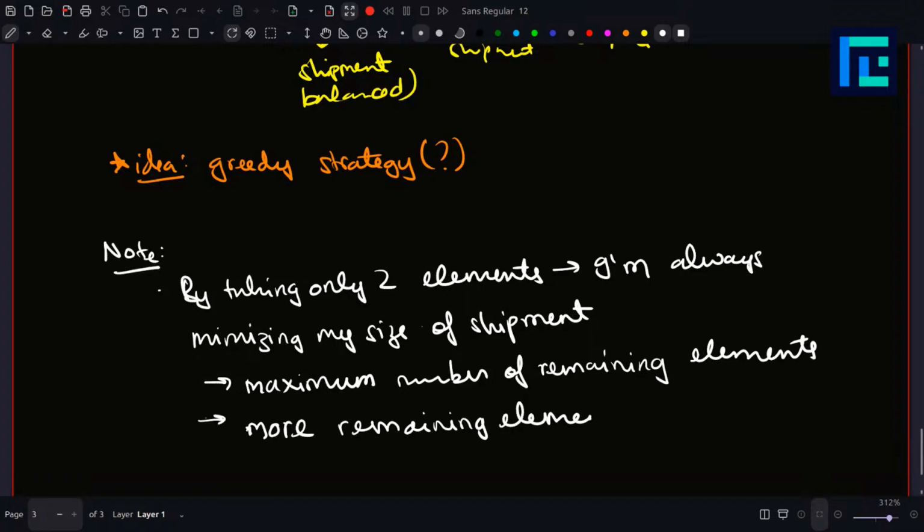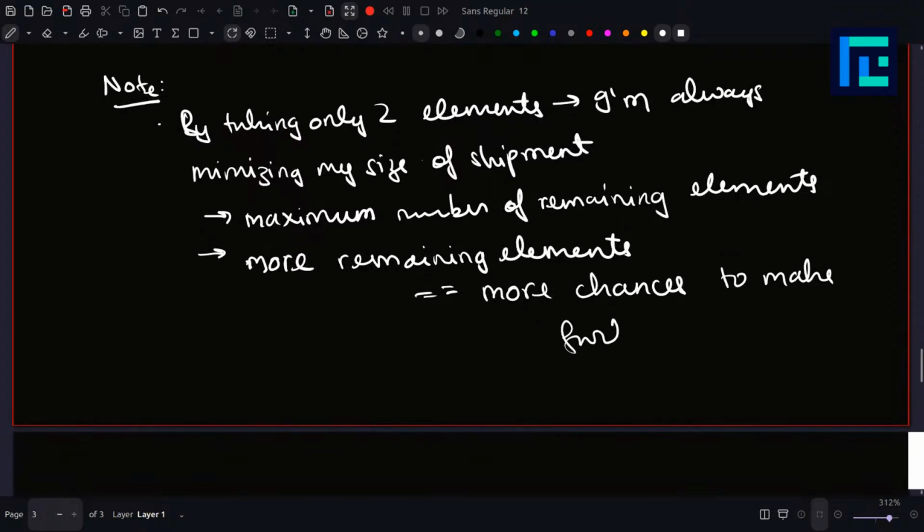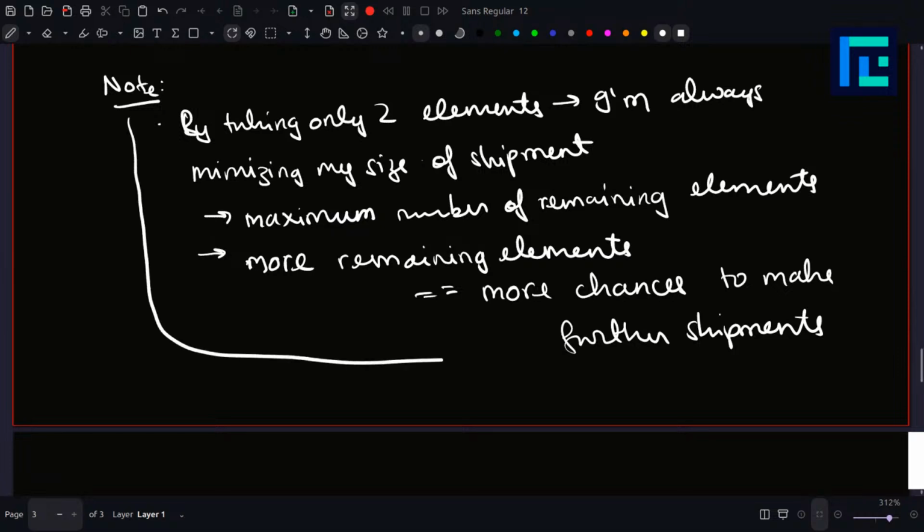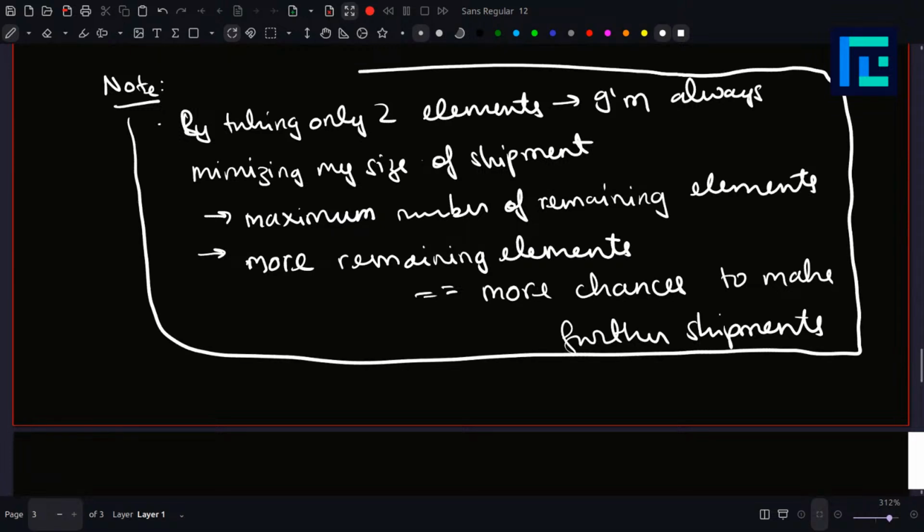More remaining elements means we have more chances to make further shipments, and because we want to make the maximum number of shipments, this is good for us, right? So this is the rough intuition behind why we are using greedy over here. If you want a formal proof, you can use an exchange argument. The way we prove greedy questions formally is with exchange arguments.